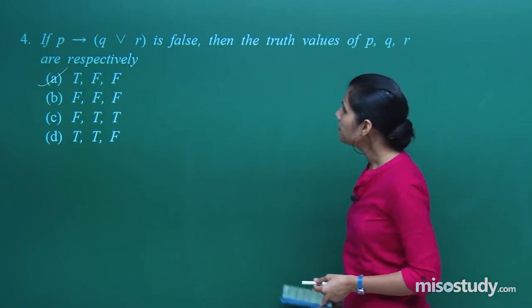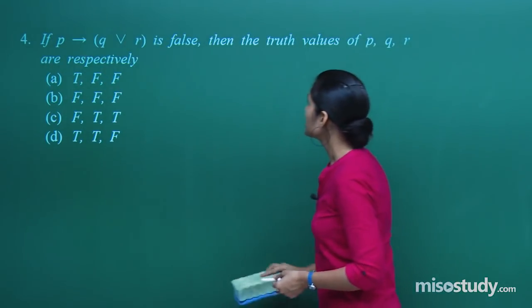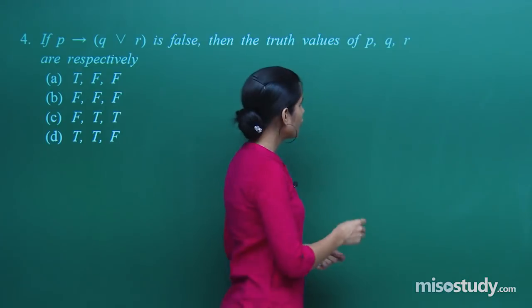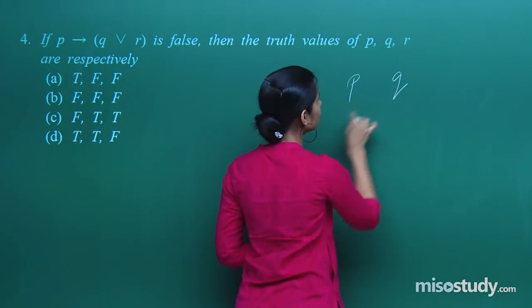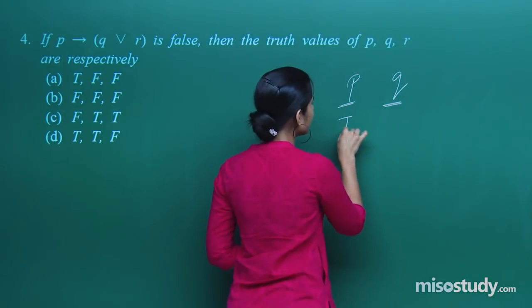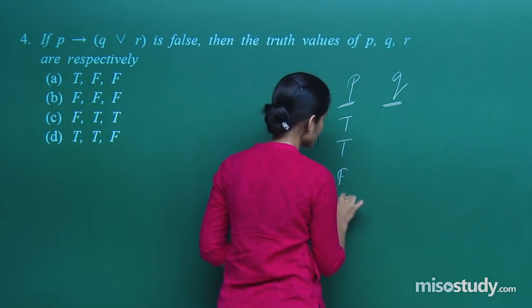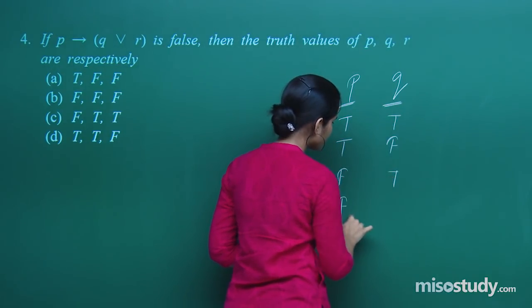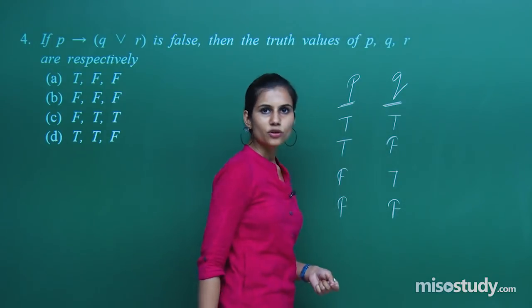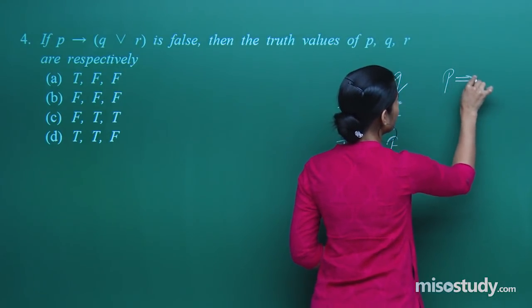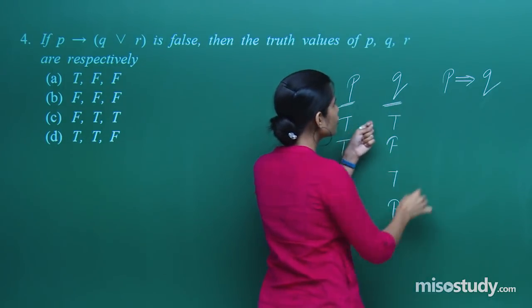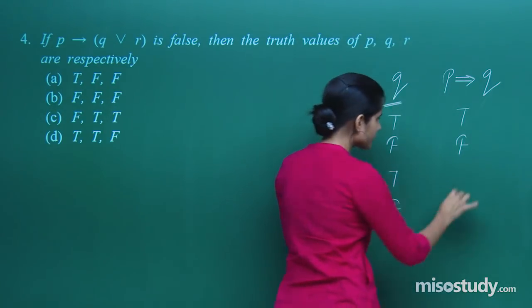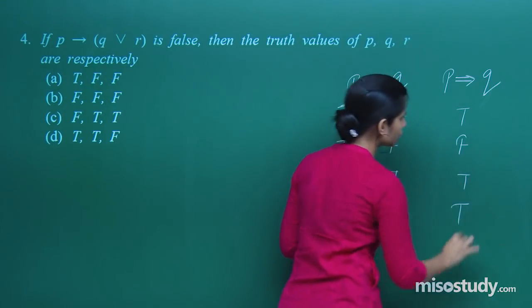Next you have: if P implies Q or R is false, then what are the truth values of P, Q, R? For this, understand that if I have P and Q as two statements, each can be true or false. When this is true, this can be true. When this is true, this can be false. When this is false, this can be true. When this is false, this can be false. I am talking about the truth table. For P implies Q, when P is true, Q is true, true. When P is true, Q cannot be false. When P is false, Q can be true. When P is false, Q is false, true.